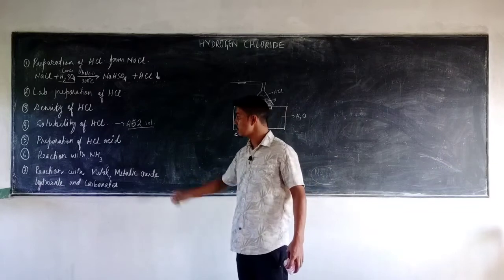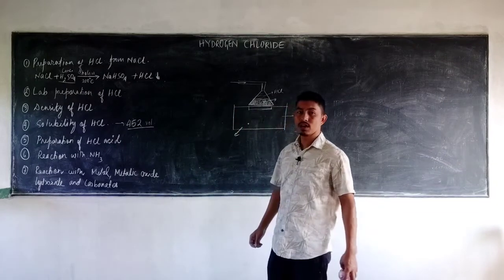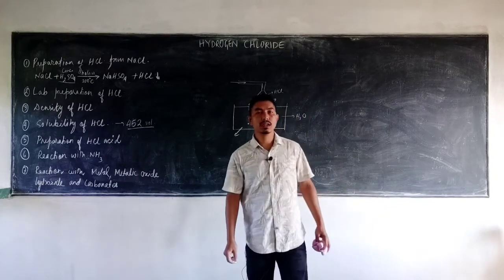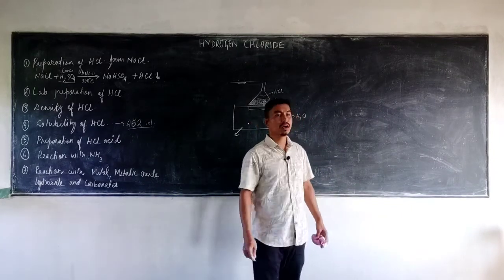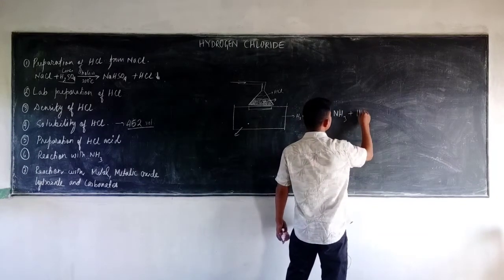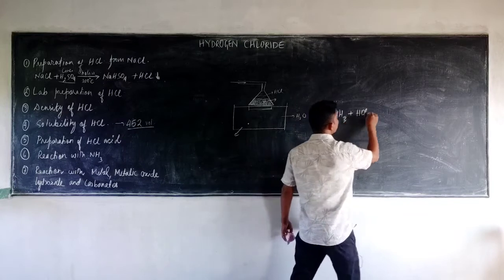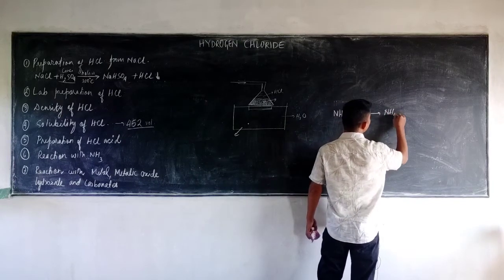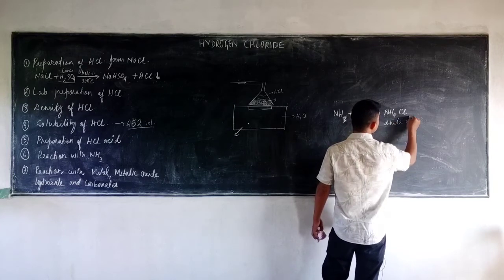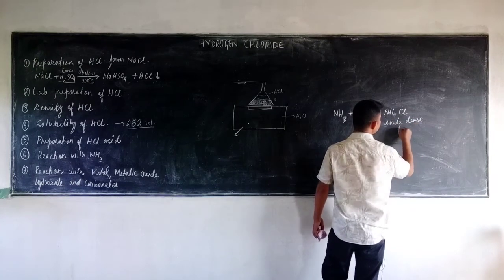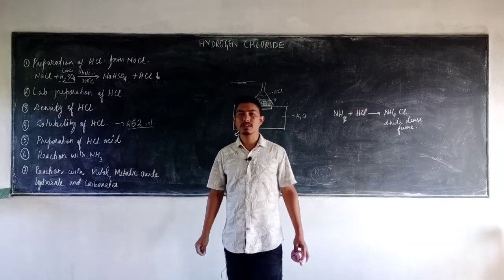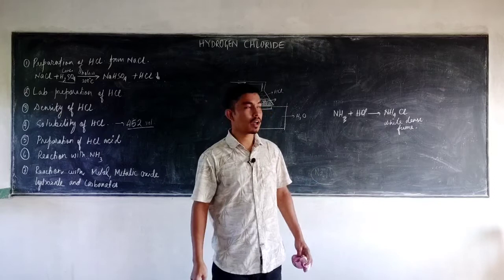Now coming to the next topic, the reaction with ammonia. When HCl gas or hydrochloric acid is treated with ammonia, it gives white dense fumes of ammonium chloride, and the reaction goes: when ammonia is treated with HCl, what does it give? It gives NH4Cl, which is a white dense fume. Okay. So this can also be regarded as a test of hydrogen chloride gas or hydrochloric acid.